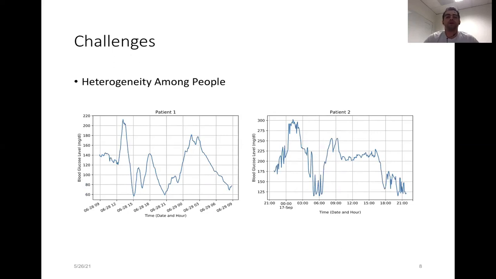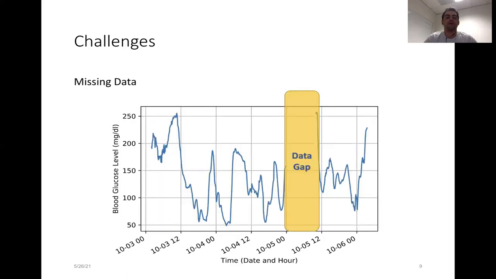The other challenge that we have is we have different patients, and different patients behave very differently. For example, here we have data for patient 1 and patient 2, and as you can see, one of them shows quicker changes compared to the other one. The other challenge we have is sometimes we have missing data gaps, so that limits our model in the usage of the history.